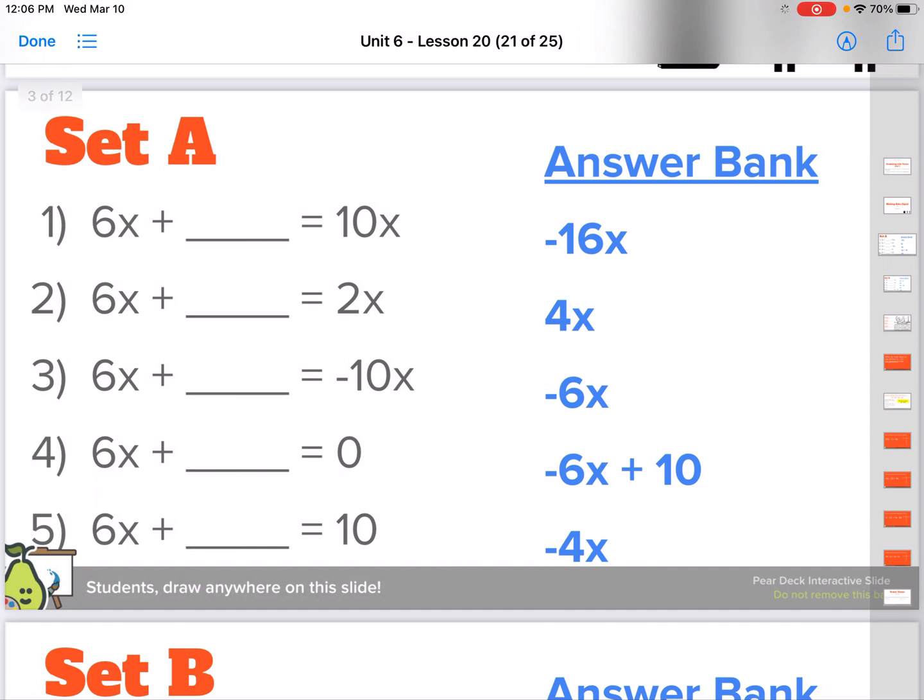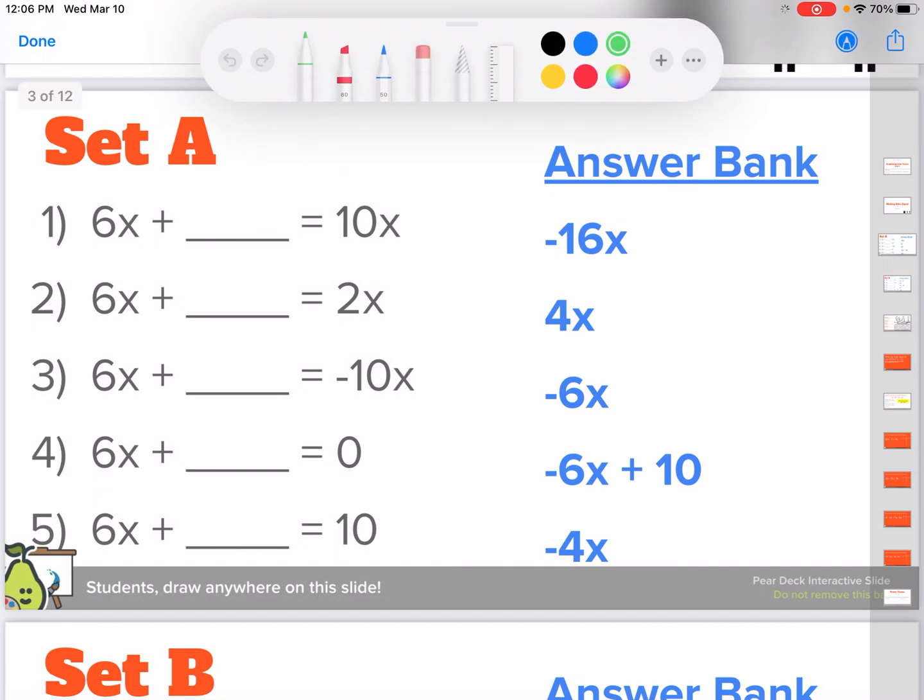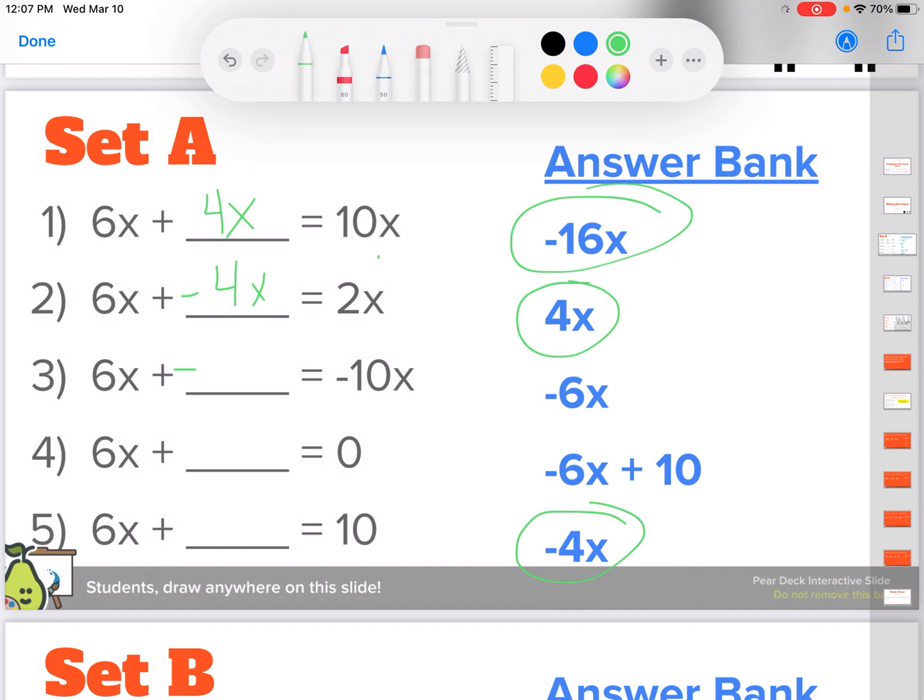So I have an answer bank, and I have a set of numbers. I need to make each of these numbers in the answer bank fit in. So I've got to figure out which goes with what. Well, I know 6a plus something is going to give me 10x. So that would be a positive 4x. 6a plus something is going to give me a 2x, so it's got to be a negative number to bring it down. So a negative 4x. Okay, 6a plus something, and it's going to go all the way down to negative 10. So that's going to have to be negative 16x.